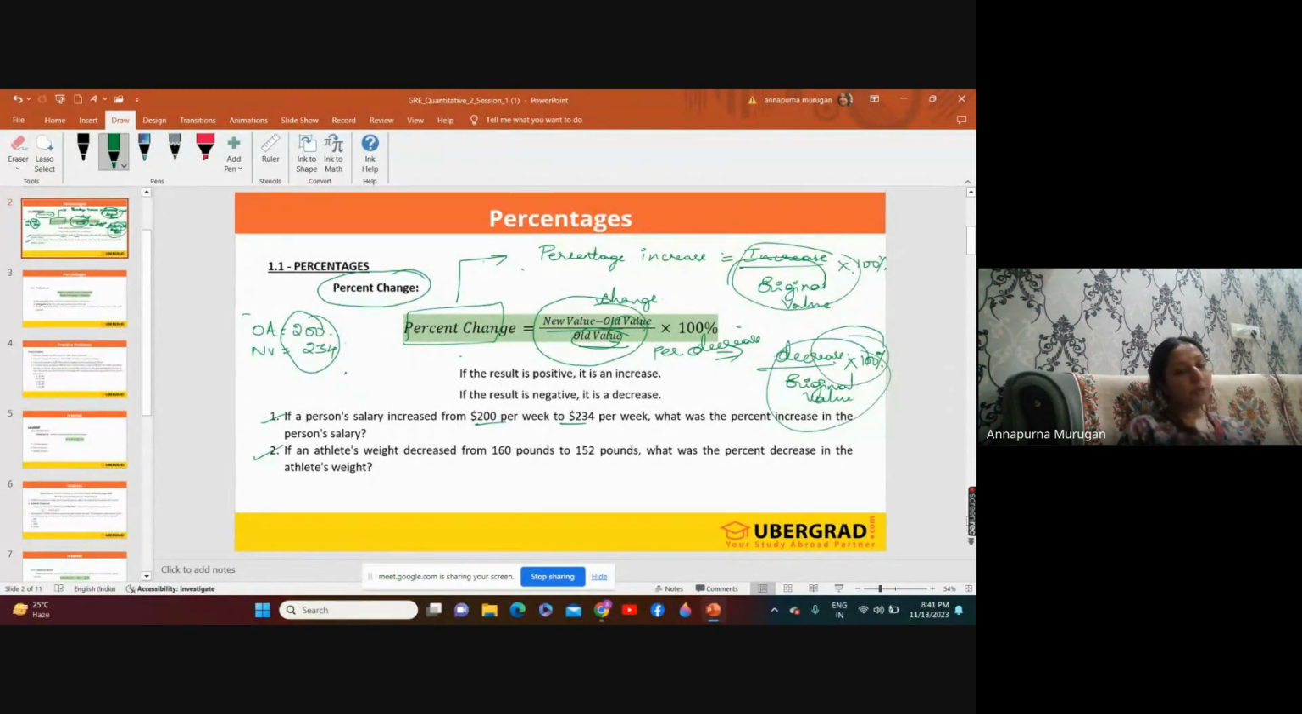So therefore, the change is the increase, isn't it? So the increase will be given by the increase over the old value into 100. Can you guys tell me what the percent is here?